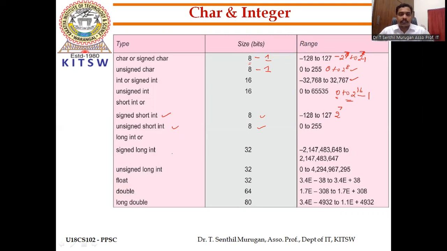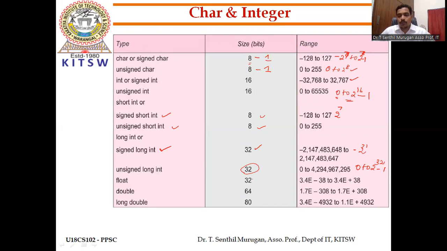Then signed long integer. Whenever we are saying long, it will be multiplied by 4. So 4 into 8, 32. So 32 bits it will take. The values are taken from minus 2 power 31 to plus 2 power 31 minus 1. So here unsigned long integer, only positive direction. That means 0 to 2 power 32, and up to this value minus 1 we will take.